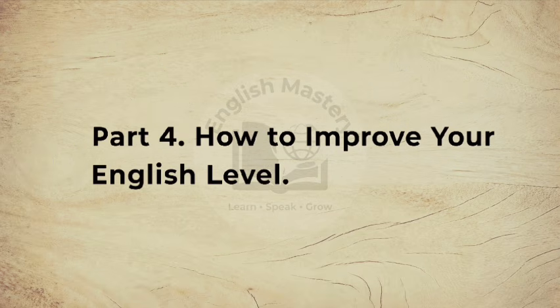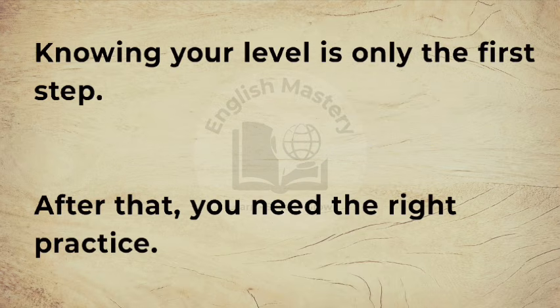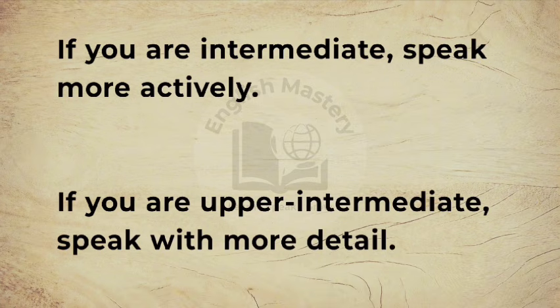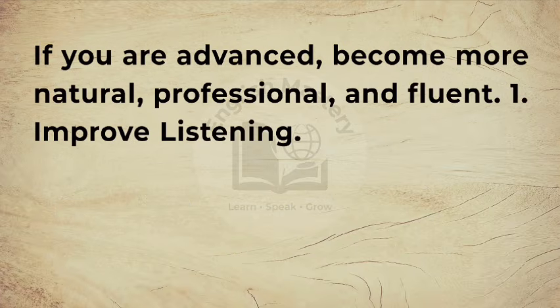Part 4. How to improve your English level. Knowing your level is only the first step. After that, you need the right practice. If you are a beginner, build your foundation. If you are elementary, make longer sentences. If you are intermediate, speak more actively. If you are upper intermediate, speak with more detail. If you are advanced, become more natural, professional, and fluent.